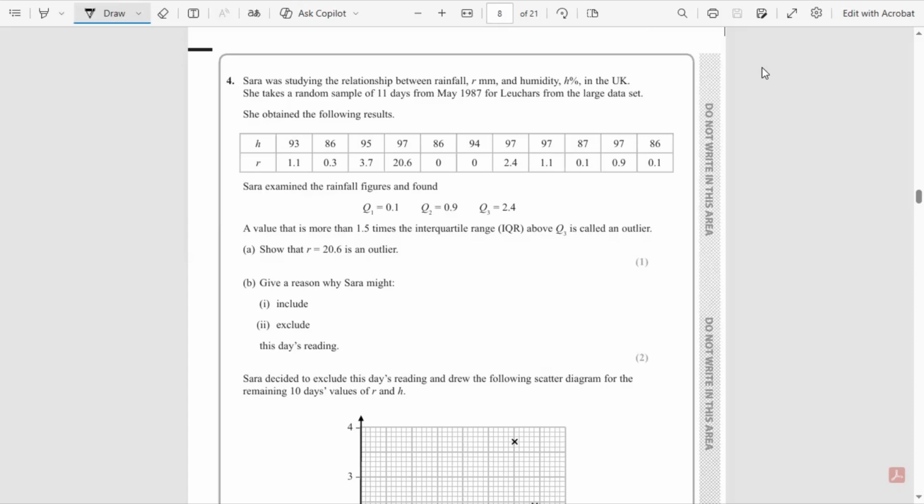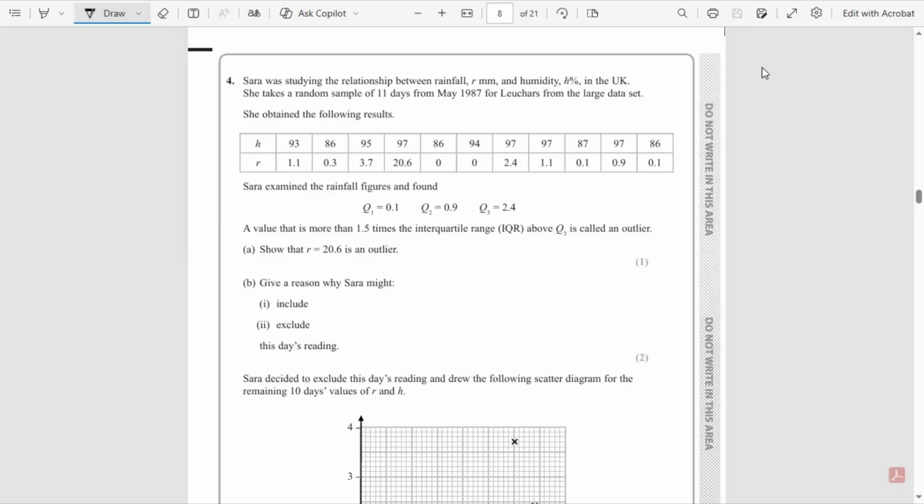Hi everyone. In this video, we're going to work through a Year 12 stats question from the AS sample paper. This question is about outliers and also linear regression. Sarah was studying the relationship between rainfall R millimeters and humidity H% in the UK. She takes a random sample of 11 days in May 1987 for Lucas from the large dataset. She obtained the following results.